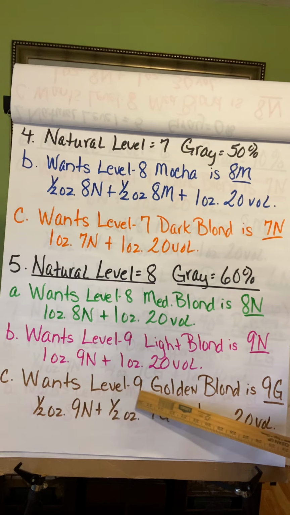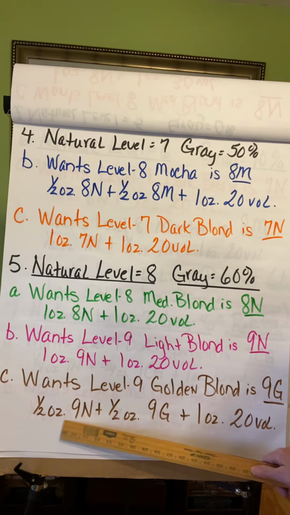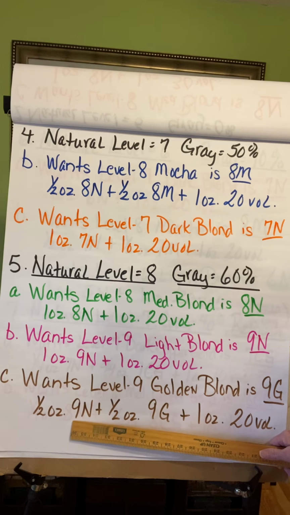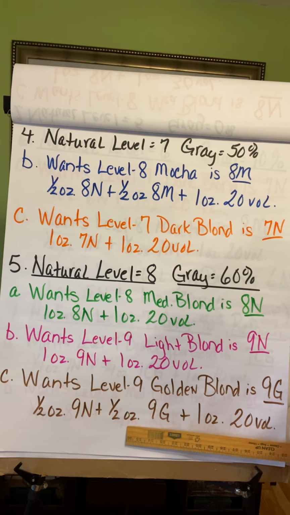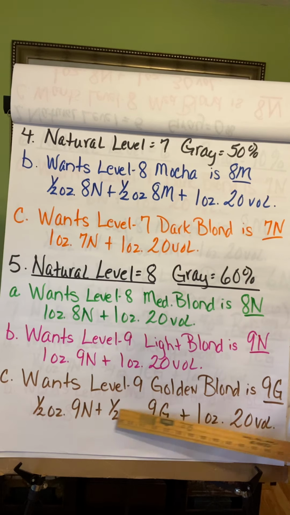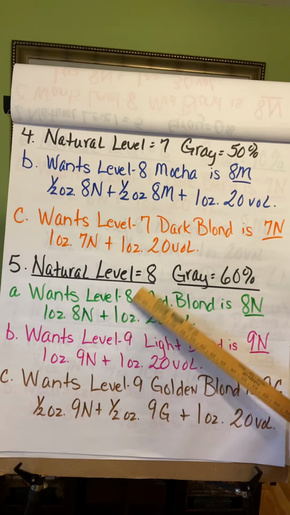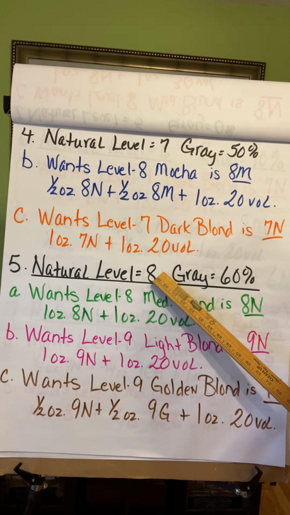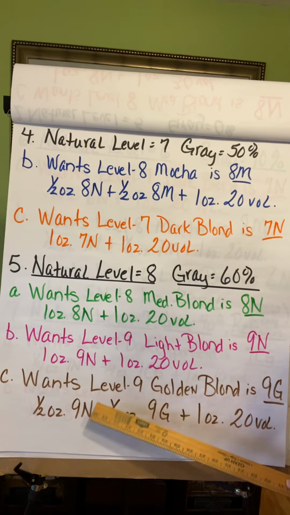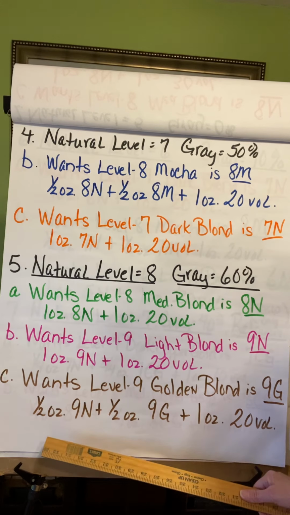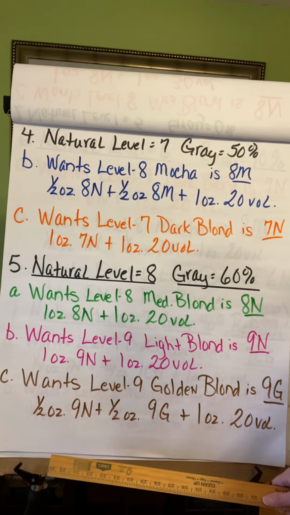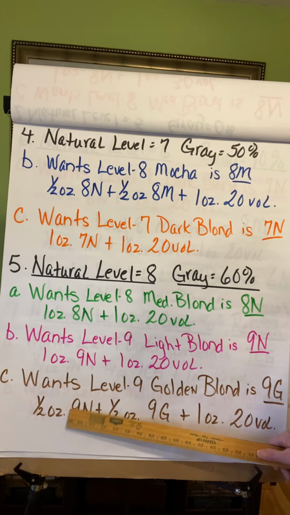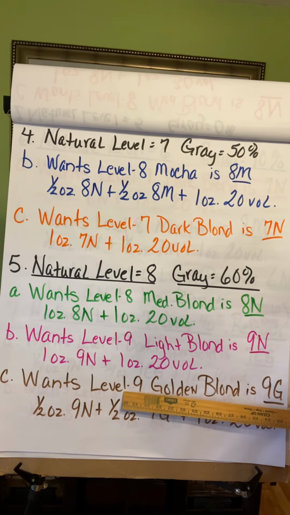So she wants to be a level 9N, so my natural is a 1/2 ounce of 9N plus a 1/2 ounce of 9G plus 1 ounce of 20 volume developer. Do not put level 8 natural in there. If you add level 8 natural and level 9 natural, you're making a 7 natural. You're making a level 7. She does not want to be that.